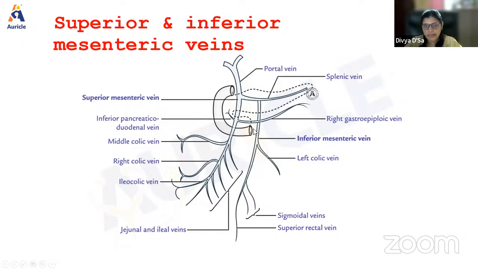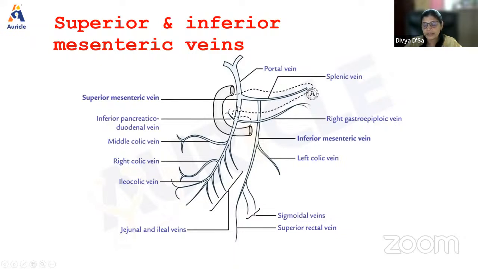So the superior and inferior mesenteric veins also follow the same course as the arteries, but they are the draining veins. The superior mesenteric vein extends from the right iliac fossa towards the abdominal aorta.